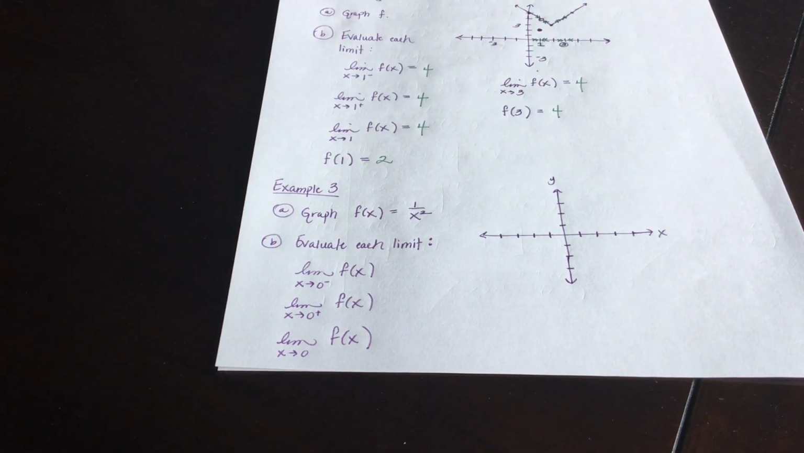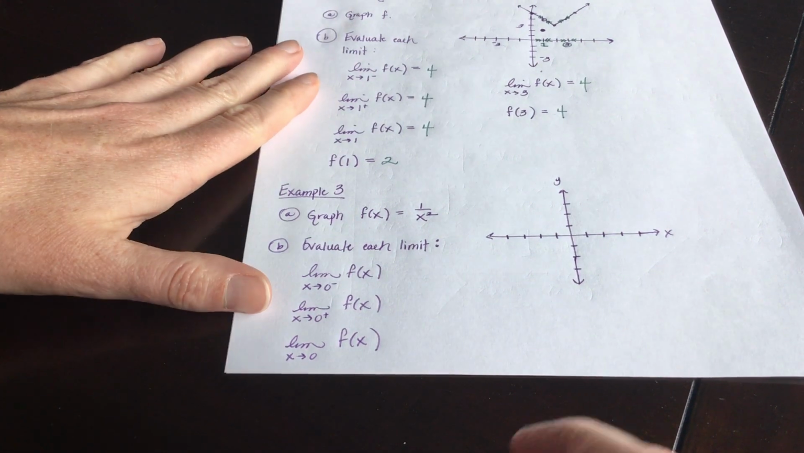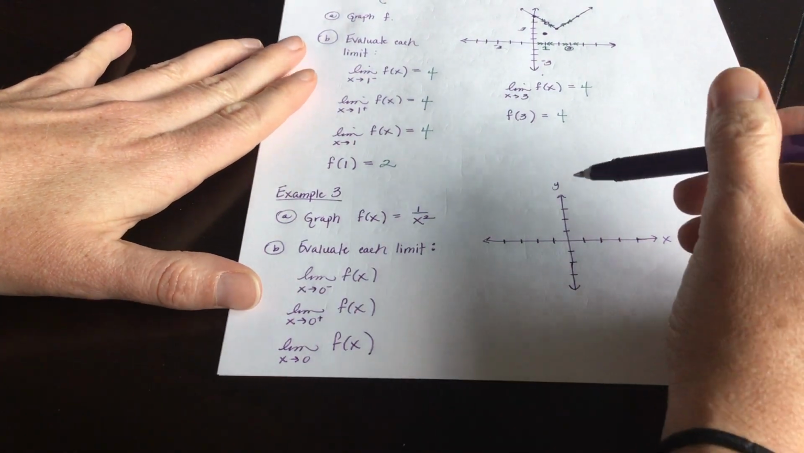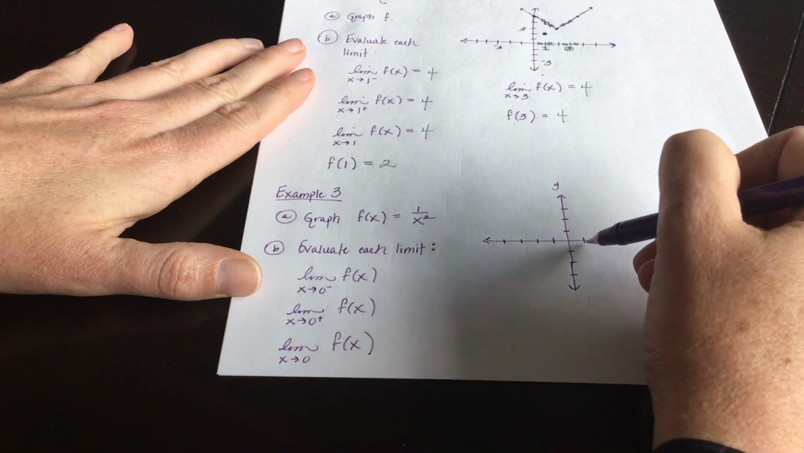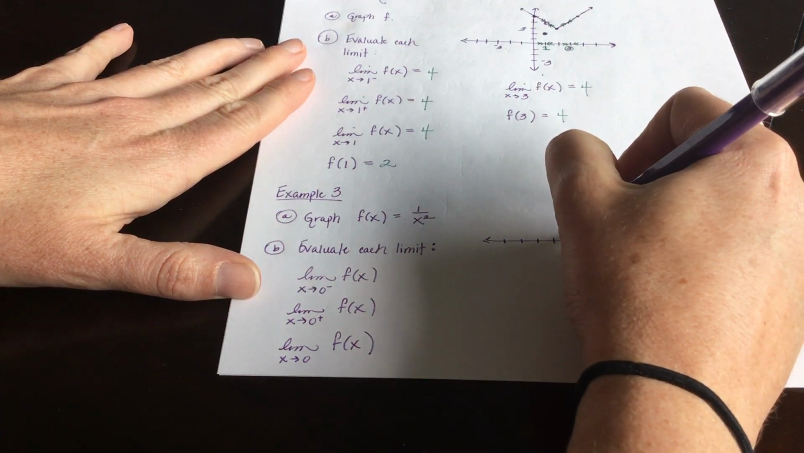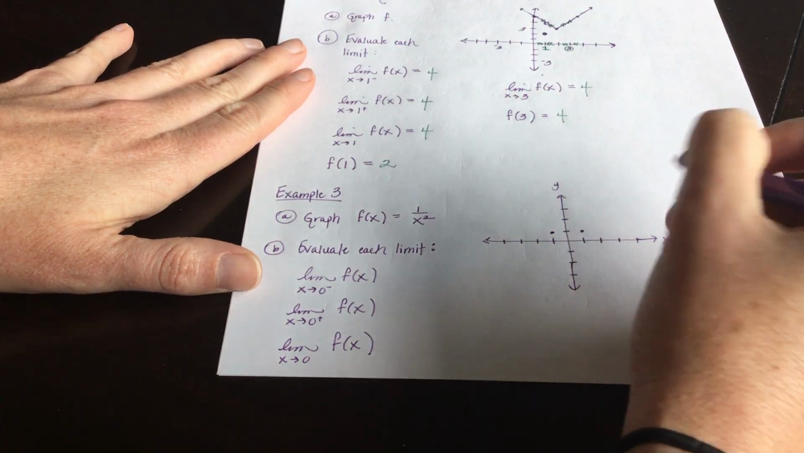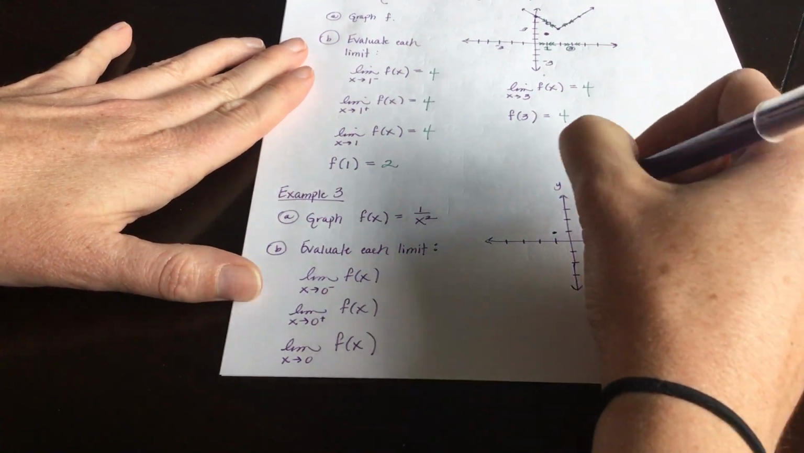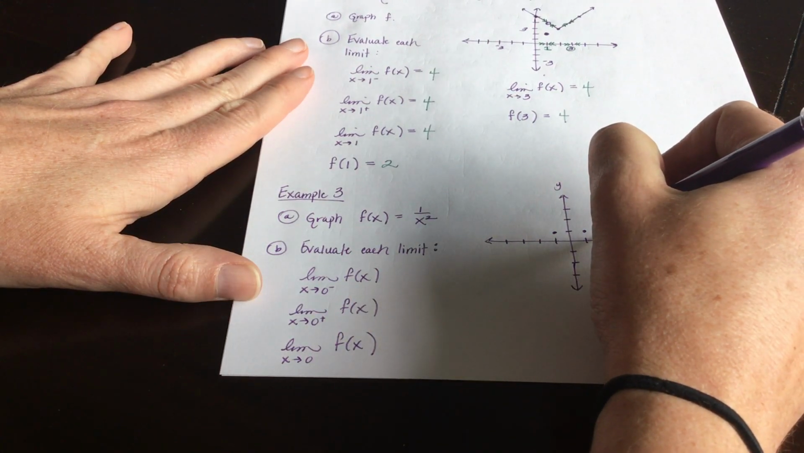All right, my friends, so in this case, f of x is 1 over x squared. Let's go ahead and imagine that. So if you plug in either 1 or negative 1 for x, you'll get 1 out, whether you're plugging in 1 or negative 1. If you plug in 2 or negative 2 for x, you're going to get 1/4 out.